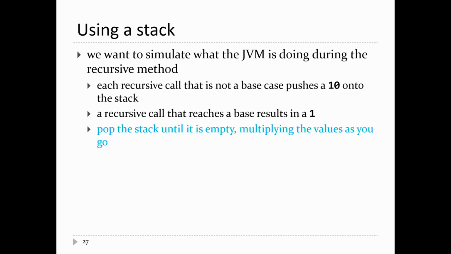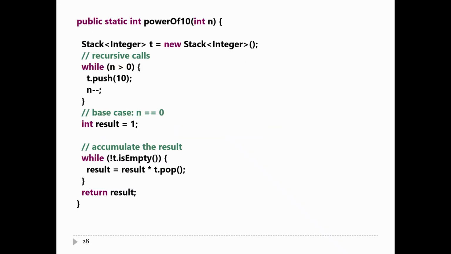And so we're just going to multiply the values that we pop off the stack into the result. So while the stack is not empty, we're going to take the result and multiply it by whatever's on the stack. Our stack just contains a bunch of 10s, so this multiplies 10 n times. And now you return the result. And so there's how you can use the stack to emulate what's actually happening when you are in the recursive method.